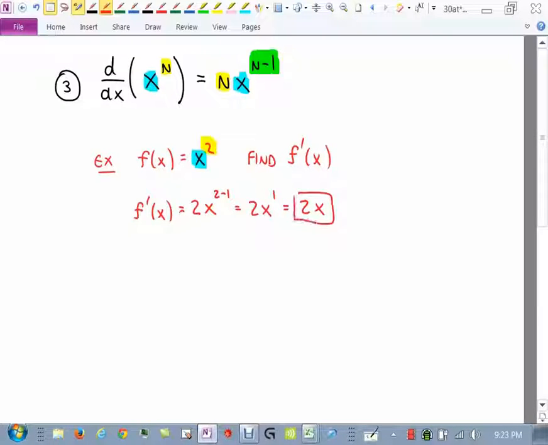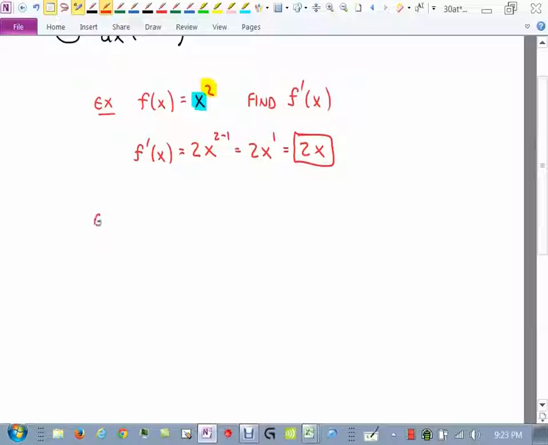Another example. Let's say we have f of x equals x to the 237th power. Well, again, we have a base x. Our exponent is this number 237. That's our n. So by this power rule, it should just be the 237 out front. X raised to the 237 minus 1 is going to be 236. And that is it. We're done.